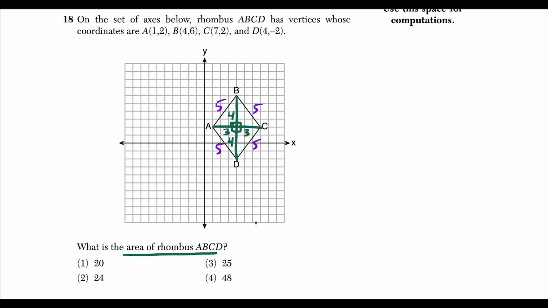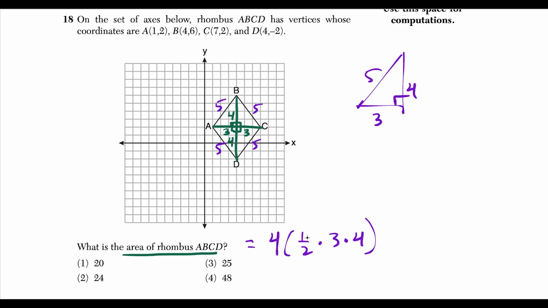So the area of this rhombus is equal to, well, notice we have 4 congruent right triangles. So it's 4 times the area of one of those triangles. If I draw it off to the side here, this is a 3, 4, 5. The area of one of them is 1/2 times the base, 3, times the height, 4. And if we work this out, half of 4 cancels to make 2. We have 4 times 3 is 12, 12 times 2 is 24. So the area of this rhombus is 24.